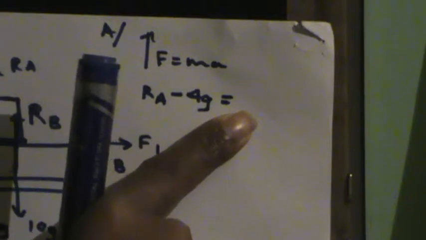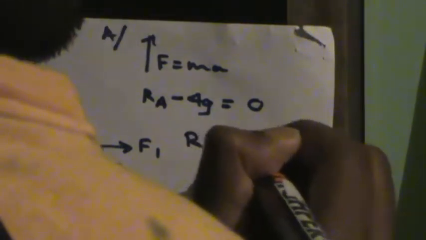Now you can calculate Ra first. You put F equals ma for A. The only forces in the vertical direction are Ra upward and 4g in the opposite direction. Considering that there is no acceleration on this object in the vertical direction, ma is 0. So Ra is equal to 40 if I take g equal to 10.